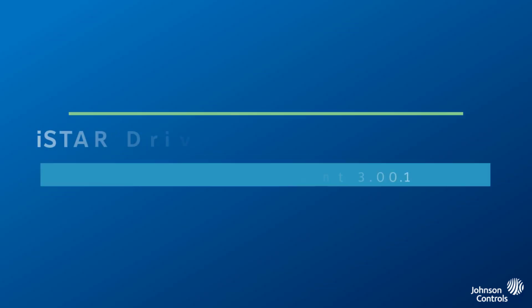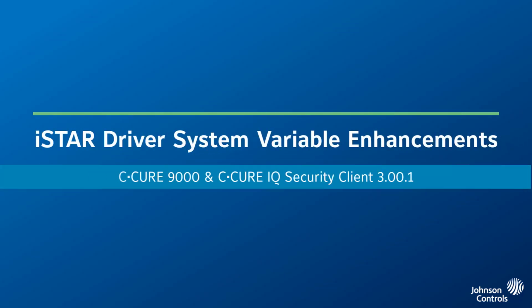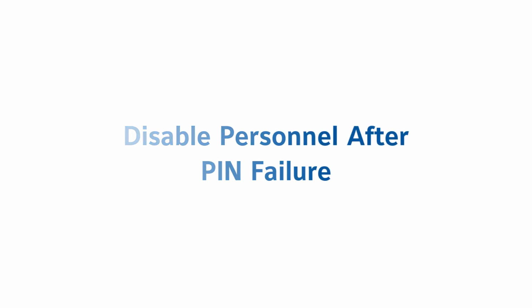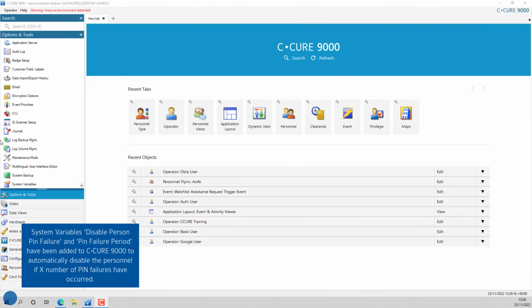In this video, I'll be introducing the new iSTAR driver Customer Proprietary Network Information found in Secure version 3.00.1. System variables Disable Person Pin Failure and Pin Failure Period have been added to Secure 9000 to automatically disable the personnel if X number of pin failures have occurred.